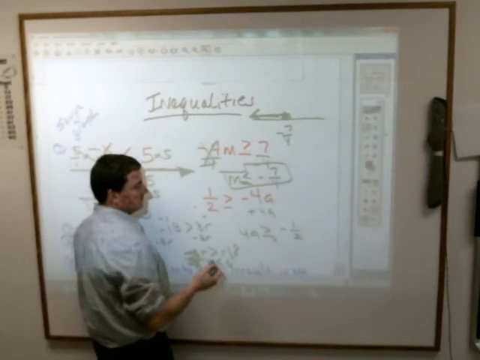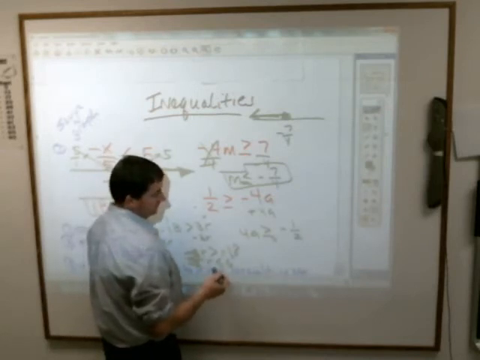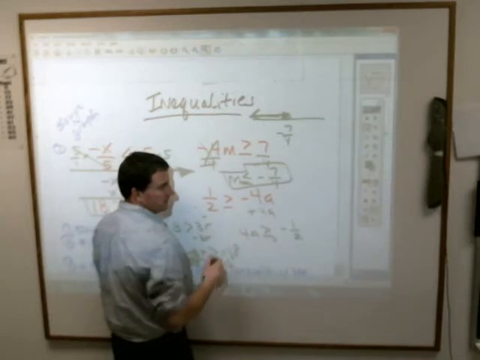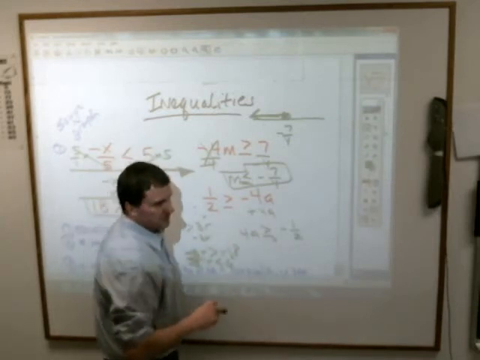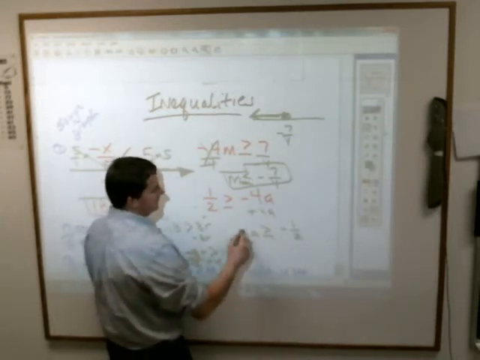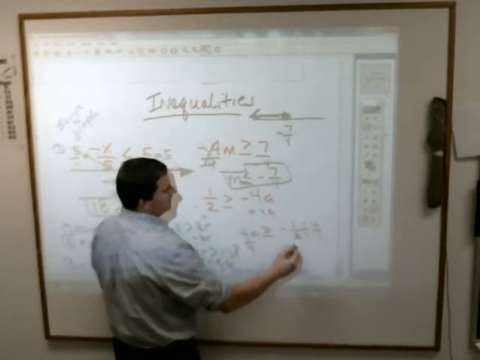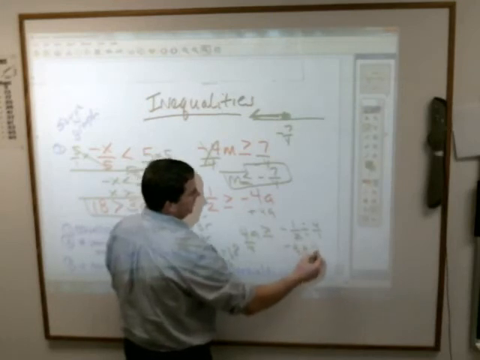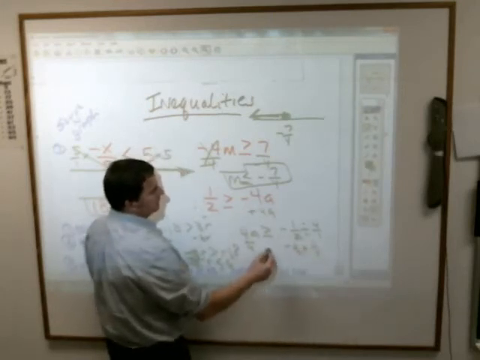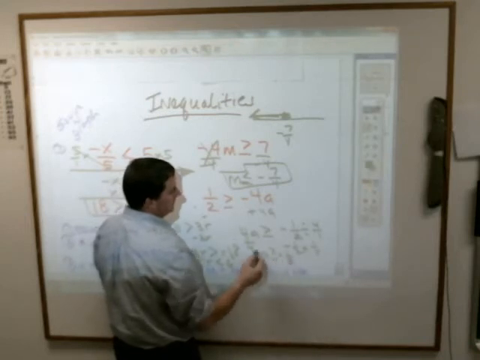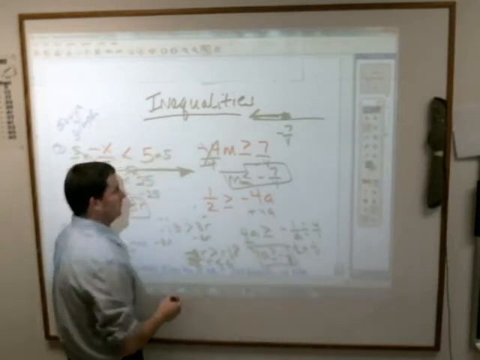I think I want to get the letter A by itself. Oh yeah, you divide by 4. Divide by 4. And -1/2 divided by 4 is the same thing as -1/2 times 1/4. So A is going to be greater than or equal to -1/8.